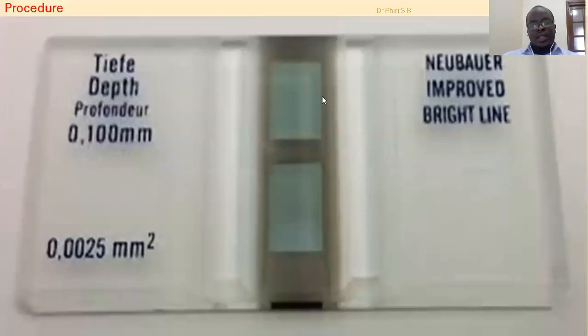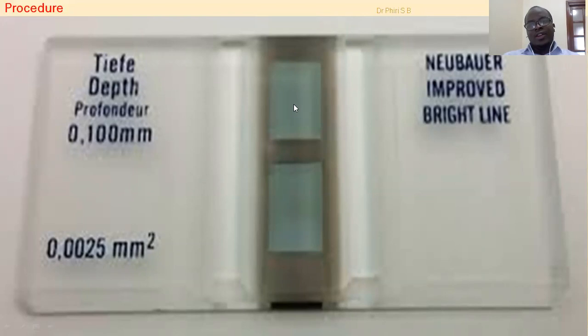Okay, so this is the improved Neubauer chamber. Like I said, you have these silver lines that form an H. You can see here, this is an H. On this H, you have this portion that you can use for counting your blood cells, and this portion that you can also use for counting blood cells. So for every sample that you charge the Neubauer chamber with, you can have two results, from this portion and this portion.